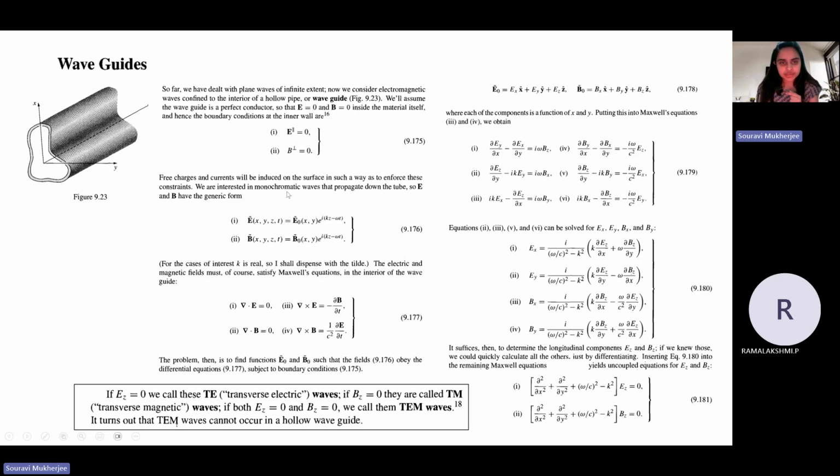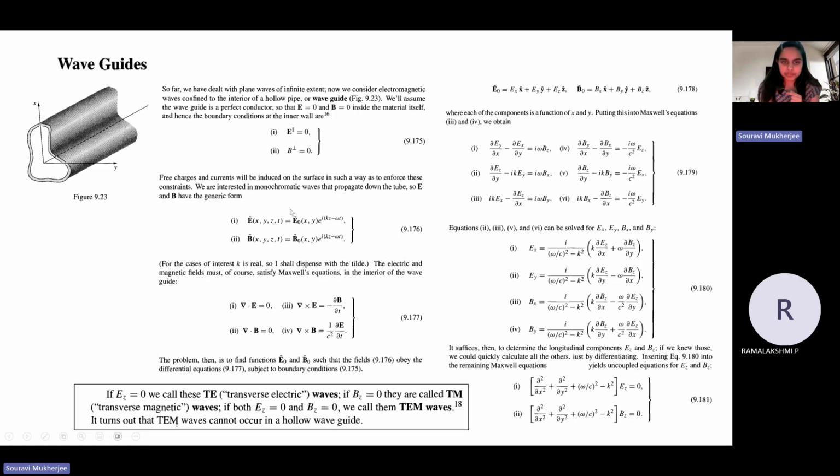So in that case, a typical monochromatic wave would have the electric and the magnetic fields with this generic form, right? So E naught e to the power i(kz minus omega t), and then B naught e to the power i(kz minus omega t). So here z shows that it's propagating along the z direction, right?